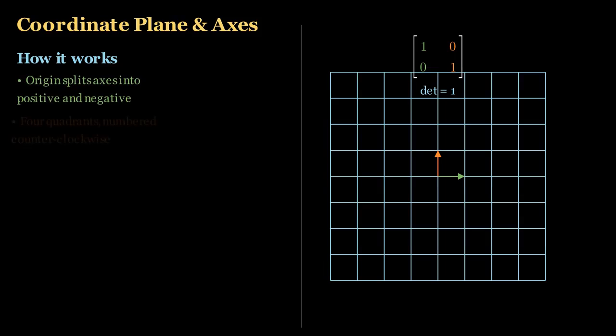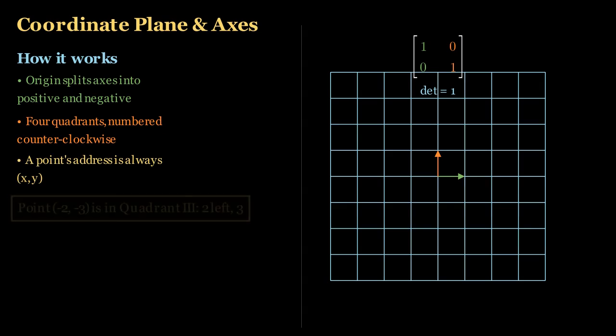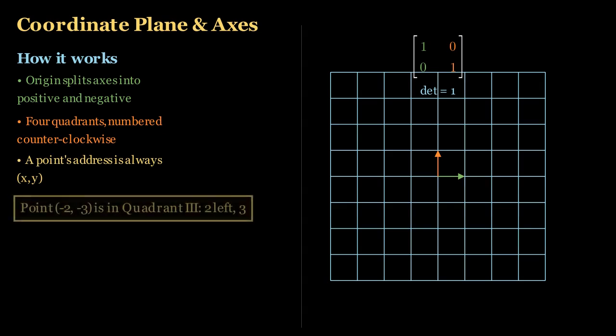To find any point, you start at the origin. The first number in the pair, the x-coordinate, tells you how far to walk left or right. The second number, the y-coordinate, tells you how far to walk up or down from there. The order is strict, the x address always comes first, just like in the alphabet.